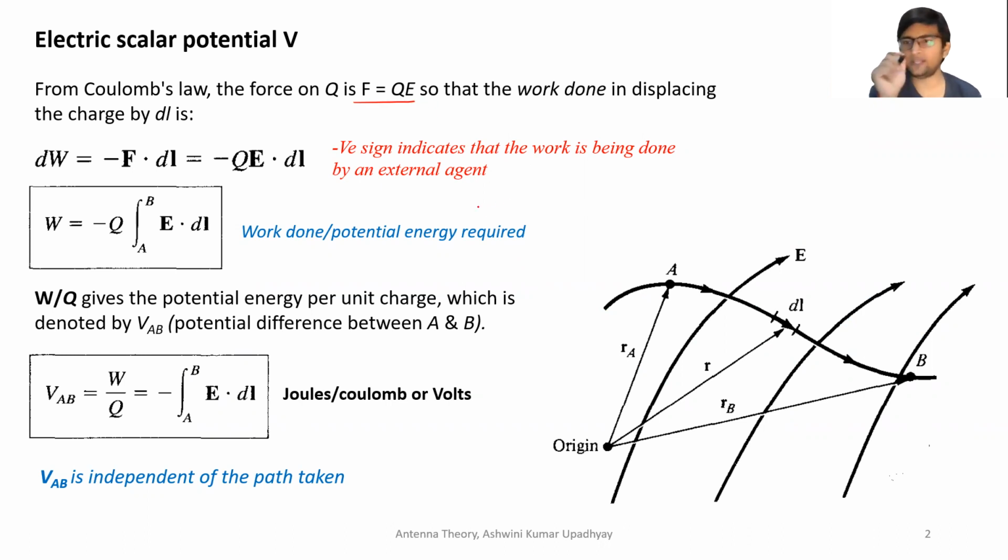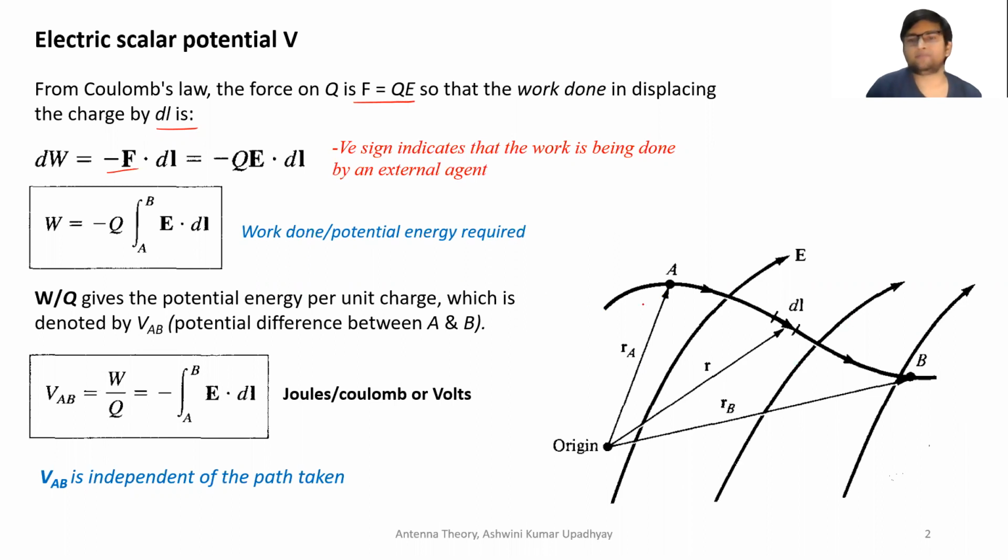Now, if there is a force on a particular charge, and you want to displace that charge by a small distance dl, then you have to multiply this force with that length dl, and you will get the total work done on that charge. Since this work is being done by some external agent in displacing this charge, we will have to put a negative sign. If that charge is moving by itself, then it will be positive. But since some external agent is moving this charge, there will be a negative sign.